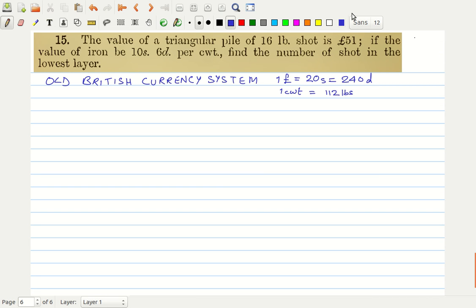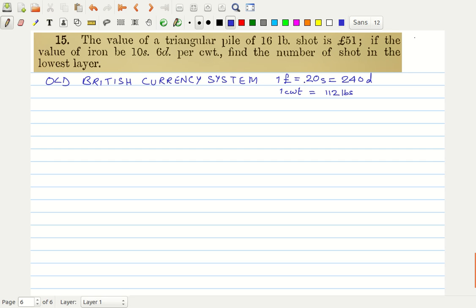Okay, now let us look at problem number 15. The value of a triangular pile of 16 pound shot is $51. If the value of iron be 10 shillings and 6 pence per 100 weight, find the number of shots in the lowest layer. Now, actually this problem is not very difficult. All we have to do is just understand the old British currency system. Because this book, Hall and Knight Higher Algebra, is a very old book, they are still using the old British currency system.